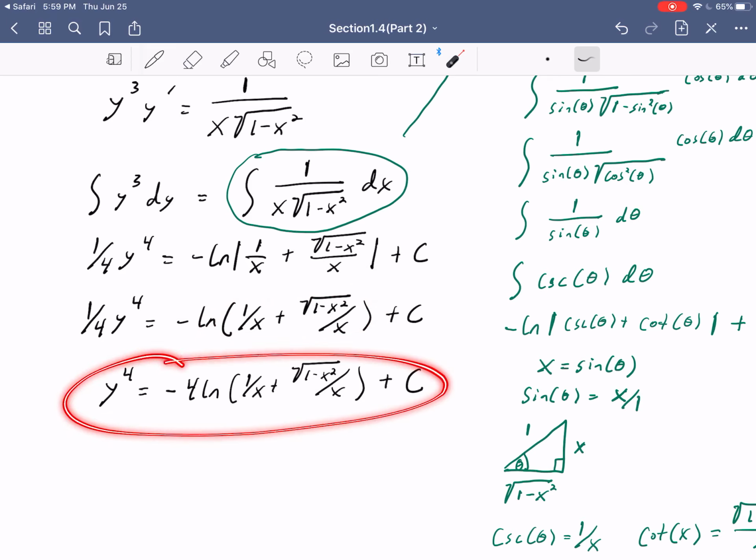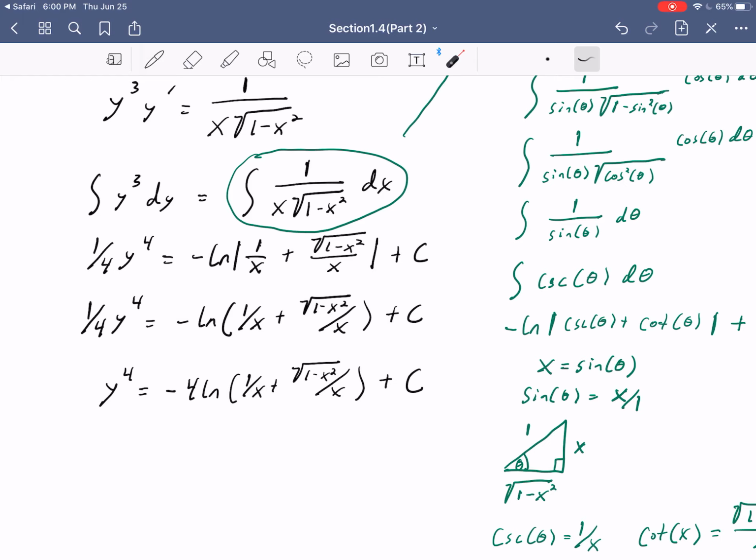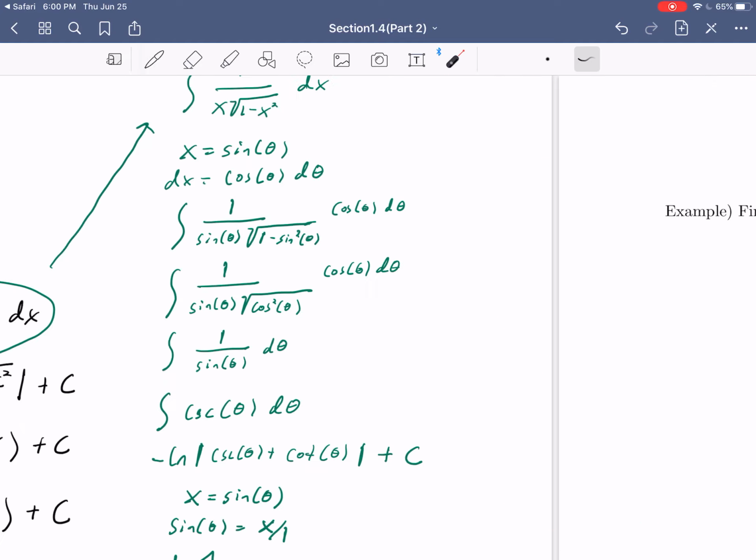Also, this is just a reminder that there's going to be plenty of times where we're trying to solve something and putting it into an explicit format is just going to be too much work. It's totally fine to leave things as an implicit format, unless the question explicitly says it must be in an explicit format. All right, let's go ahead and take a look at another example then.